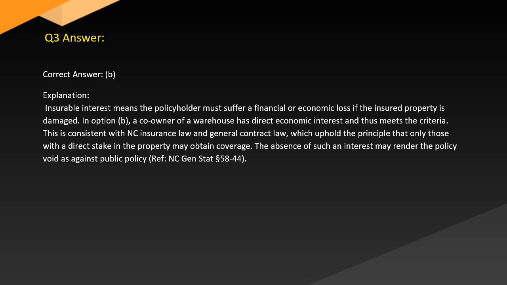Answer. Correct answer: B. Explanation. Insurable interest means the policyholder must suffer a financial or economic loss if the insured property is damaged. In option B, an owner of a warehouse has a direct economic interest and thus meets the criteria. This is consistent with NC insurance law and general contract law, which uphold the principle that only those with a direct stake in the property may obtain coverage. The absence of such an interest renders the policy void as against public policy, per NC Gen. Stat. SS 58-44.